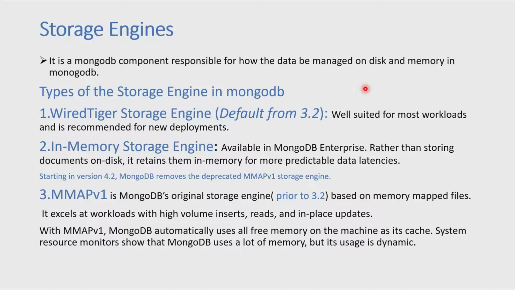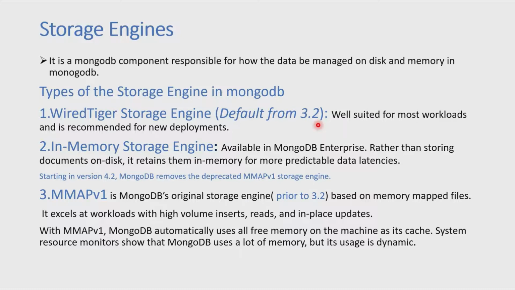So there are 2 types of storage engine in MongoDB. The first one is the WiredTiger storage engine. This is the storage engine which comes by default from version 3.2. As of now it is version 4.4, and when you do not know which storage engine has to be used, when you install the community version, it is well suited for most workloads. So if you don't know which engine has to be used, you go with the WiredTiger storage engine.